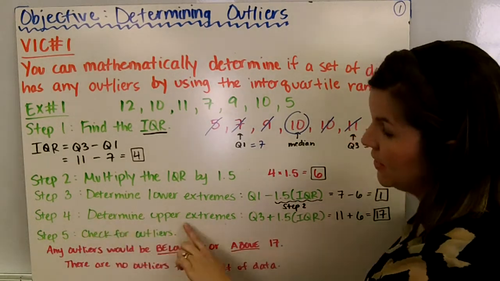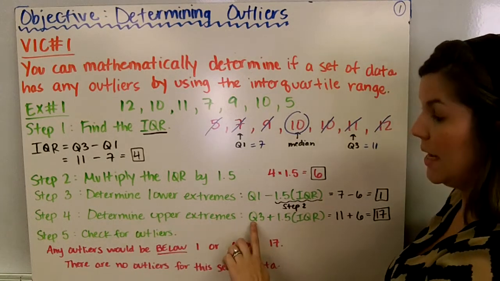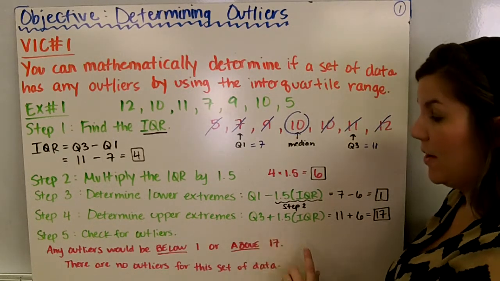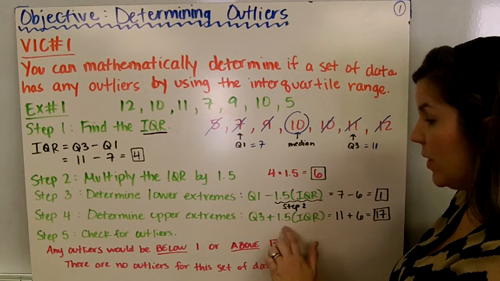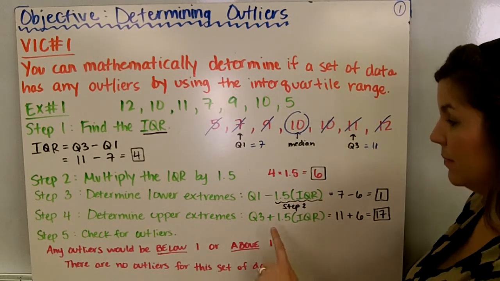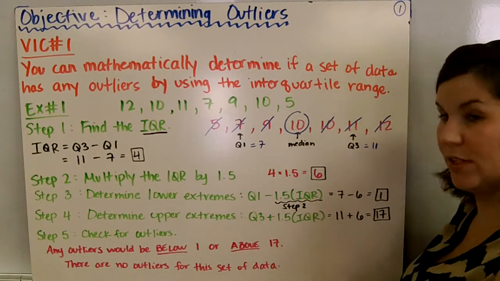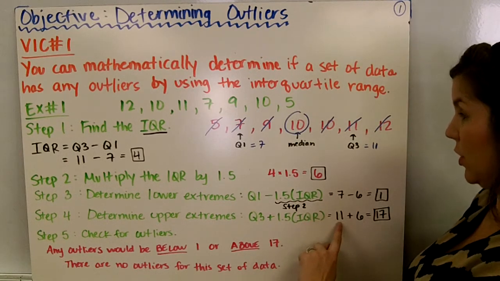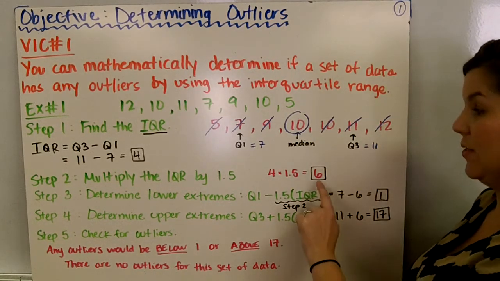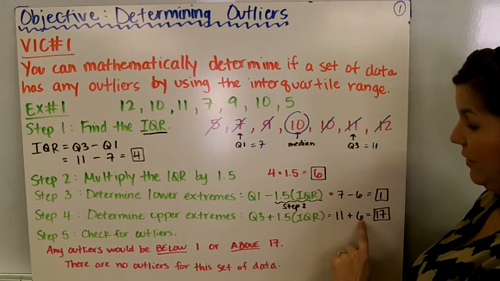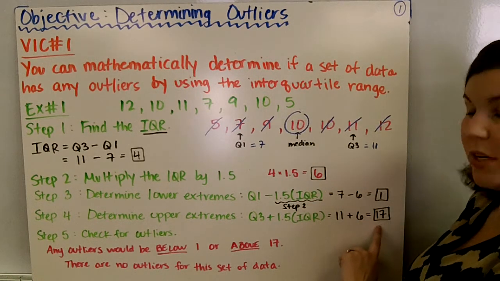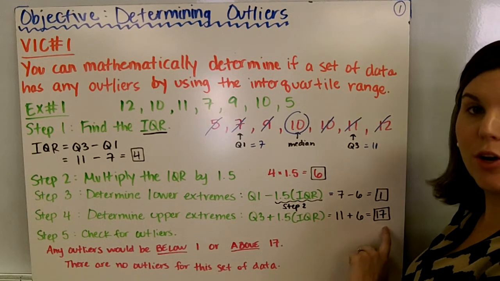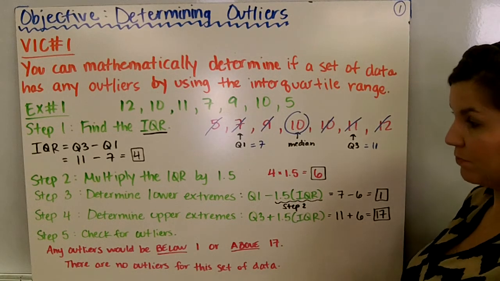To find the upper extreme, step number 4, take Q3 and add 1.5 times the IQR. So again, this is your answer from step 2, Q3 plus your answer from step 2. Q3 was 11, my answer from step 2 was 6, 11 plus 6 gives me 17. So my upper extremes are any numbers that are greater than 17.